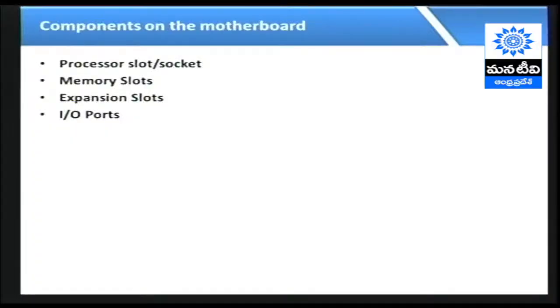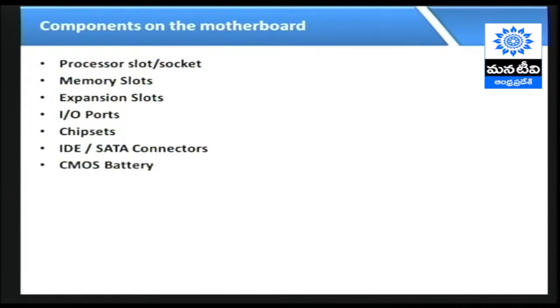As per today's session, we have to discuss components of the motherboard. Yesterday we discussed some components from the motherboard. Under that, the first component is the processor slot or socket type. The second component of the motherboard is memory slots. Third one is expansion slots. Fourth component of the motherboard is input output ports. As per today's session, we have to discuss input output ports. And the fifth component of the motherboard is the chipset, that is nothing but south bridge and north bridge. Another component of the motherboard is IDE or SATA connectors, which is used to connect hard disk drives to the motherboard. CMOS battery is another component of the motherboard.